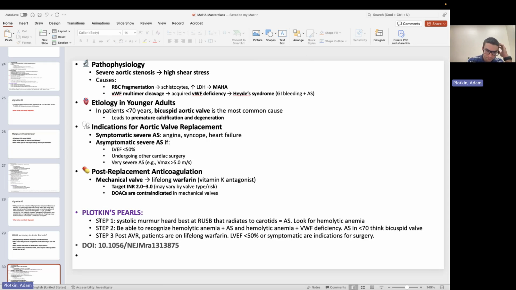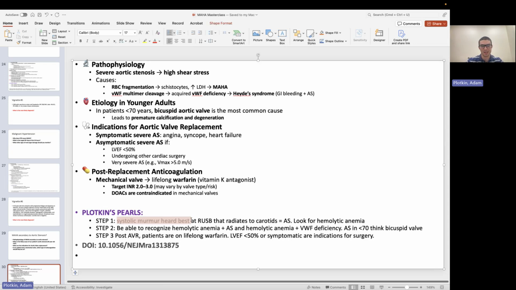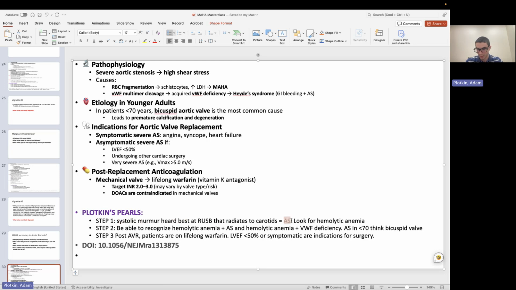So my pearls for you. In Step 1 land, think about a systolic murmur heard best at the right upper sternal border that radiates to the carotid. That is our aortic stenosis. Look for the hemolytic anemia on top of it. For Step 2 land, I want you to be able to recognize hemolytic anemia plus aortic stenosis, and hemolytic anemia plus von Willebrand factor deficiency plus aortic stenosis, so now we're adding in Heyde syndrome. I think that's pretty low yield for Step 1, but definitely could be tested on Step 2. In a patient less than 70 with aortic stenosis, think about bicuspid valve.